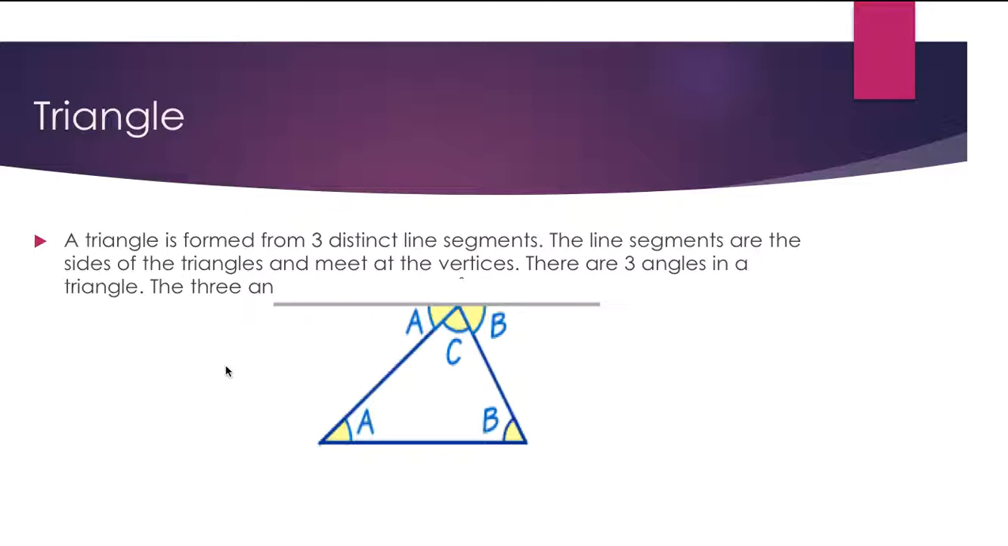All right, so triangles form 3 distinct line segments, and as you can see, from these line segments, we know one line segment is 180 degrees. That's why a triangle is also 180 degrees. So just remember, triangle is 180 degrees. So that means if you add angle A plus angle B plus angle C, you get 180 degrees. So you can find some missing angles on a triangle.